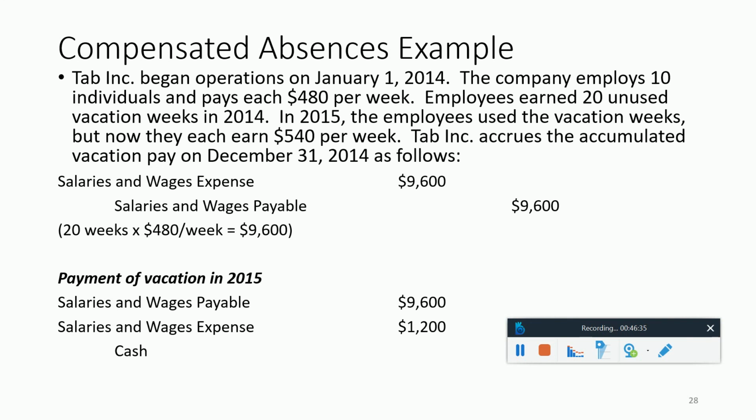So I'm not going to go through this specific example. You can kind of look at it on your own. But this just kind of shows you what the journal entries would look like to accrue for the compensated absences, and then when people actually take their vacation, how the payout would look as well.